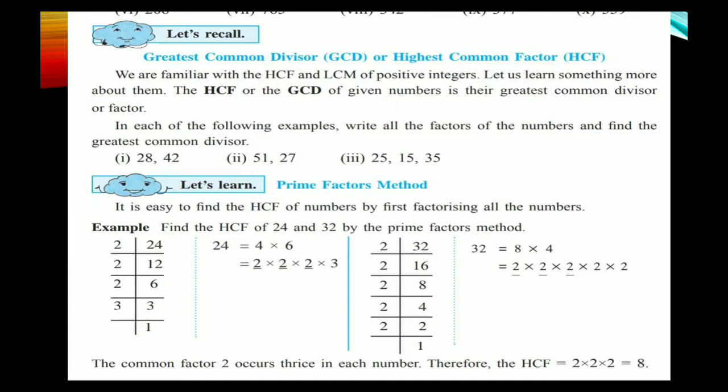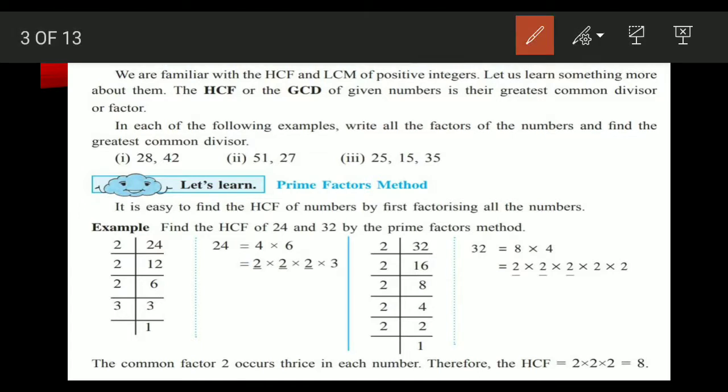Now we are going to find what the common factors are here. Here there is a 2, here also there is a 2. Three 2s are common in both. So the common factor 2 occurs how many times? Thrice. Therefore, the HCF is 2 multiply 2 multiply 2, that is 8. Therefore, the HCF of 24 and 32 is 8. This is the normal method to find the highest common factor.